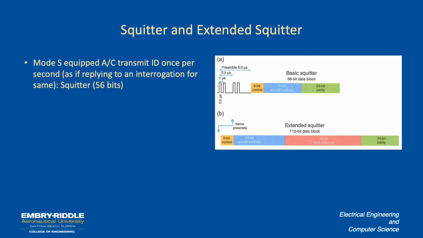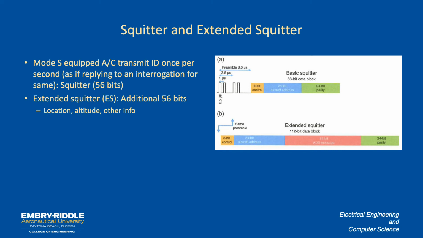So Squitter is the aircraft responding to nothing. Once a second, the aircraft sends out its identification to everybody as if it was replying to an interrogation request. The Squitter response is going to have the same preamble, and then 8 bits to say what this message is, and then 24 bits to say what the aircraft address is, and then 24 bits of parity.